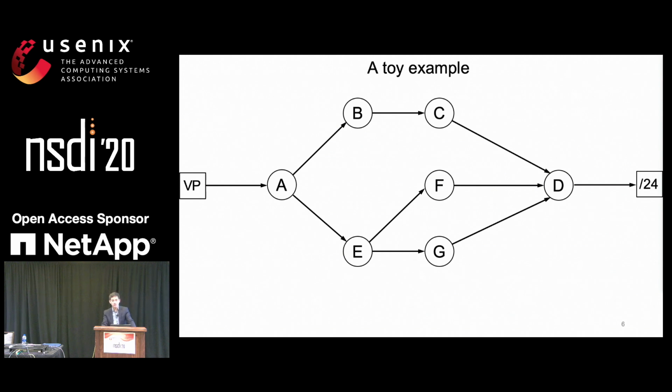We will work with this toy example all along the presentation, and the goal will be to discover this topology. We do not know this topology in advance, so let me introduce the notations. VP is our vantage point. The /24 is a destination prefix, and the letters are IP interfaces. A is a per destination load balancing router that is balancing the traffic over two paths, through B and through E, and E is also a per destination load balancing router that is balancing the traffic over F and G.